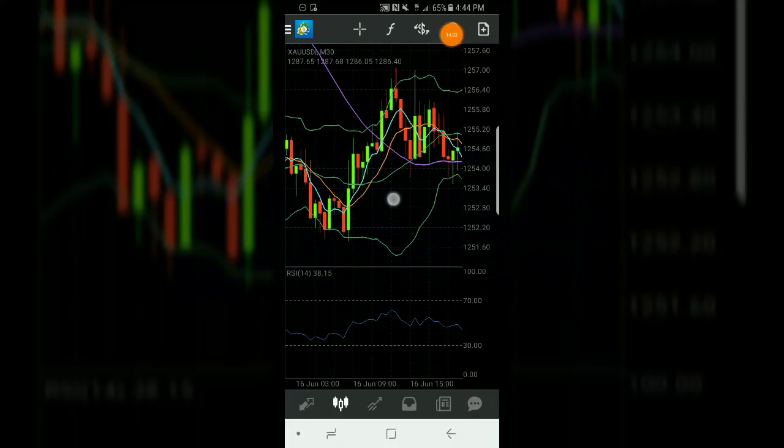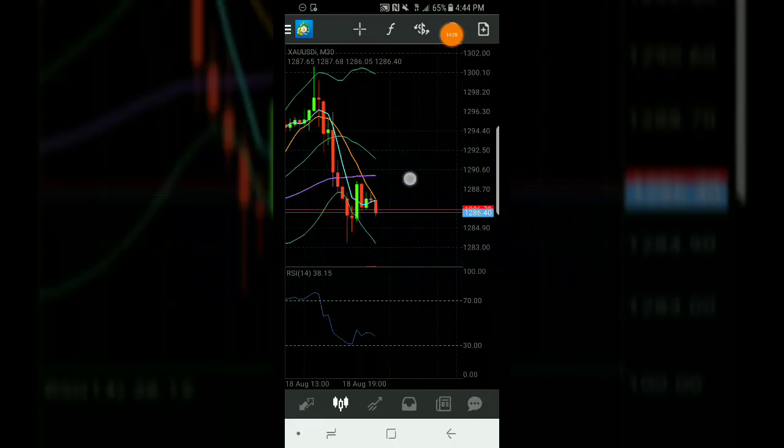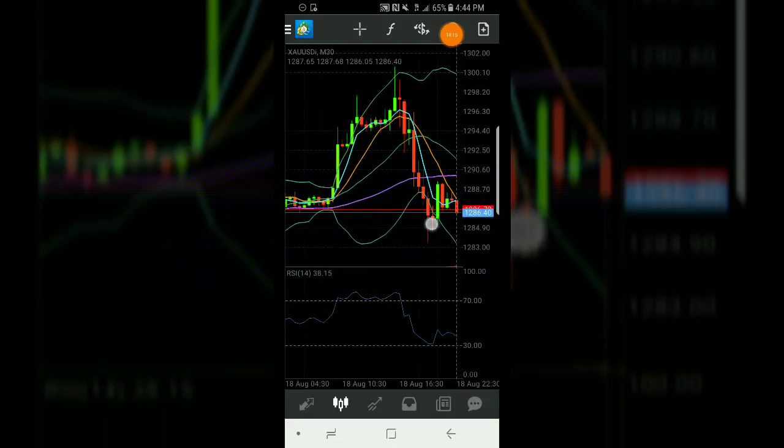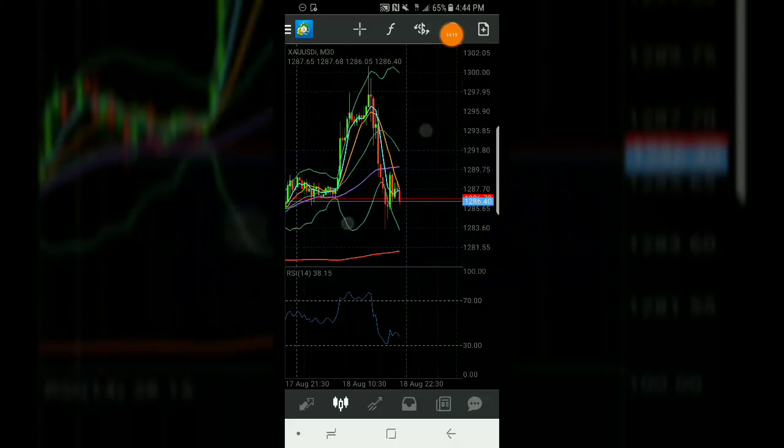If I hold down on the screen, it will take me all the way back to the end of the chart and create a line. I can just touch it and that line will be removed. You hold down on the screen, it brings that line back up, and then that allows you to move the chart freely in this area. So I'm just going to touch it, remove it.